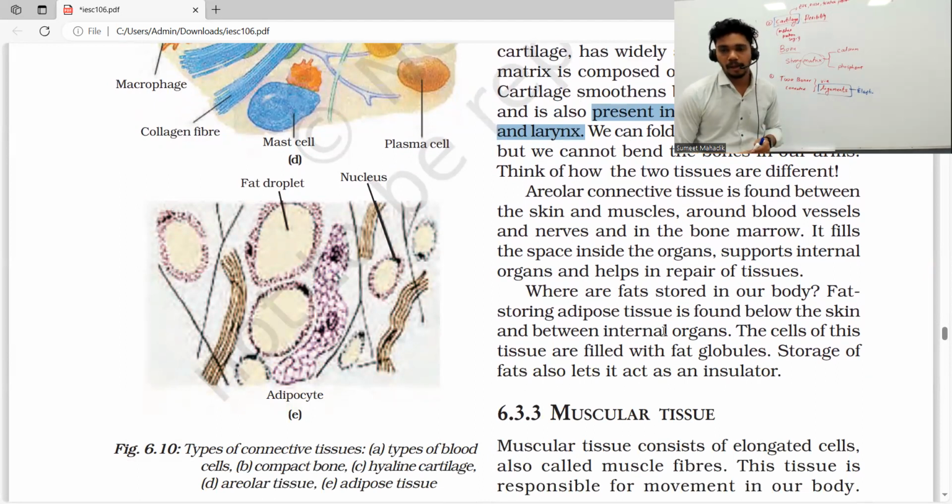What is bone marrow? From where the calcium deposition takes place. Inside the bone, there is bone marrow. So, to write these notes, okay.